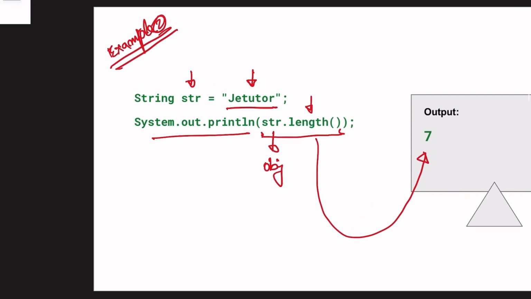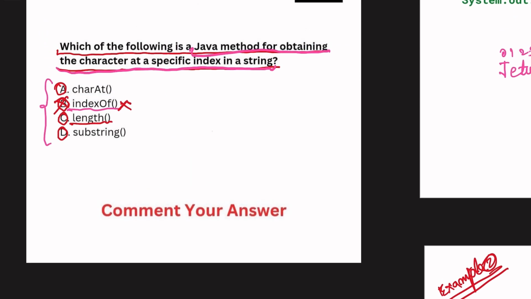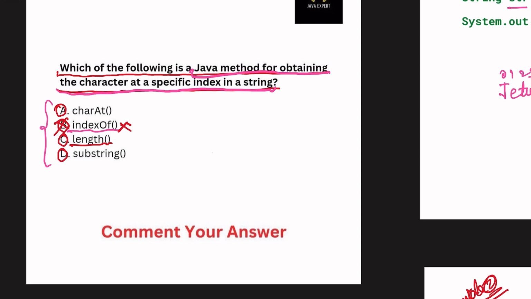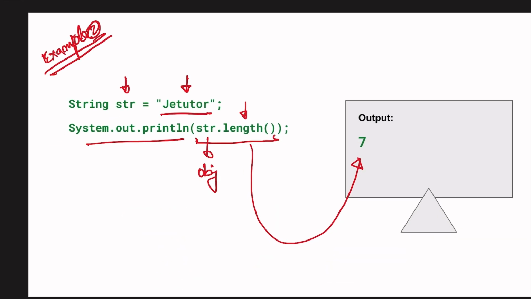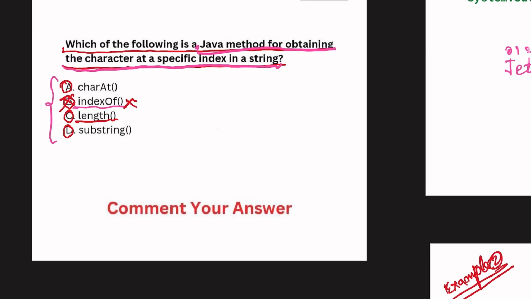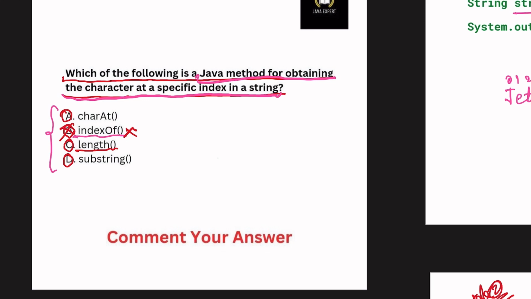Again, you remember, like in the question, let me show you. It is asking for a Java method for obtaining the character at a specific index in a string. But the length method is telling you the length of the characters, not the specific character at a particular index in the string. So that is why option C is wrong. Till now, option B is wrong, option C is wrong. Okay, let's check option D, substring method.